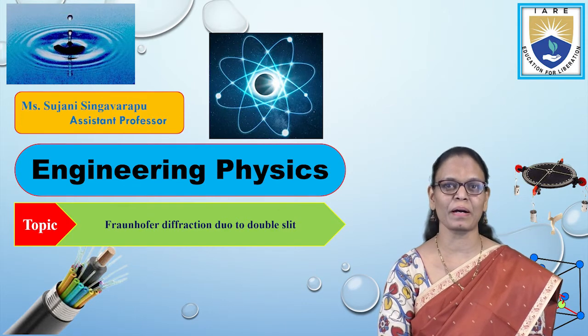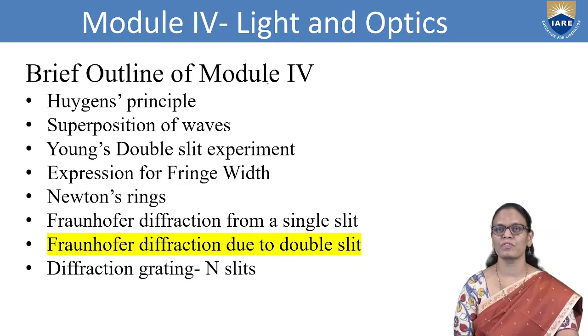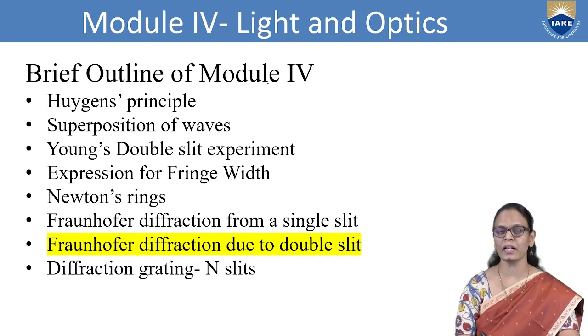Today we are going to discuss diffraction due to double slit. If we look at the brief outline of module 4, we have already covered certain topics: Huygens principle, superposition of waves, Young's double slit experiment. We have derived the expression for the fringe width. We have also seen the experiment of Newton's rings and its applications. And in the last lecture, we saw in detail Fraunhofer diffraction from a single slit. And today we are going to discuss Fraunhofer diffraction due to double slit.